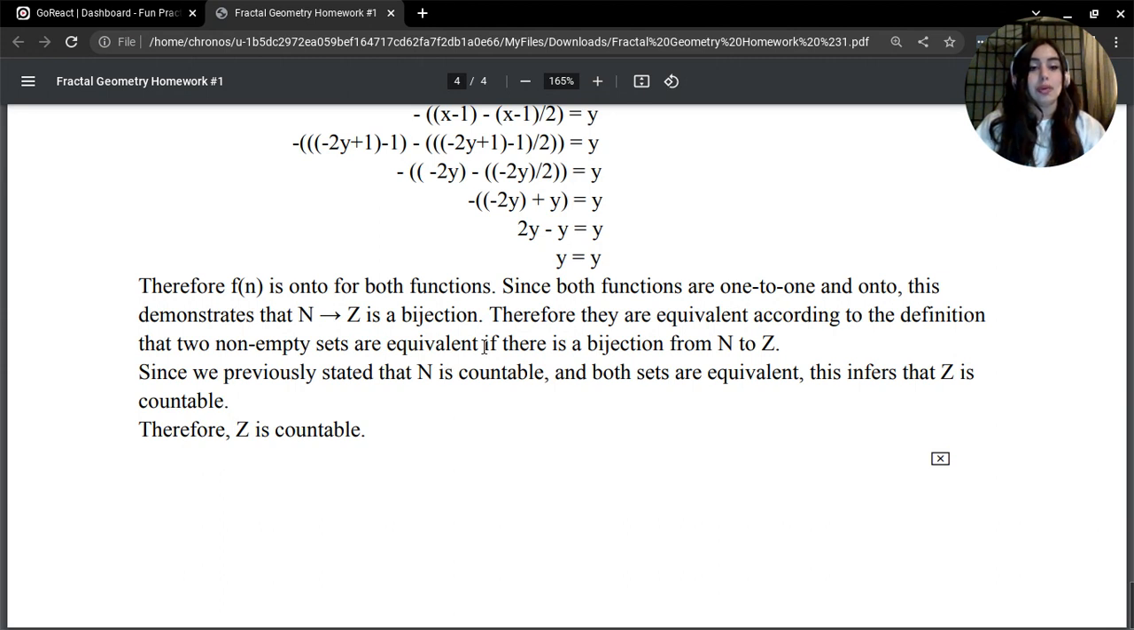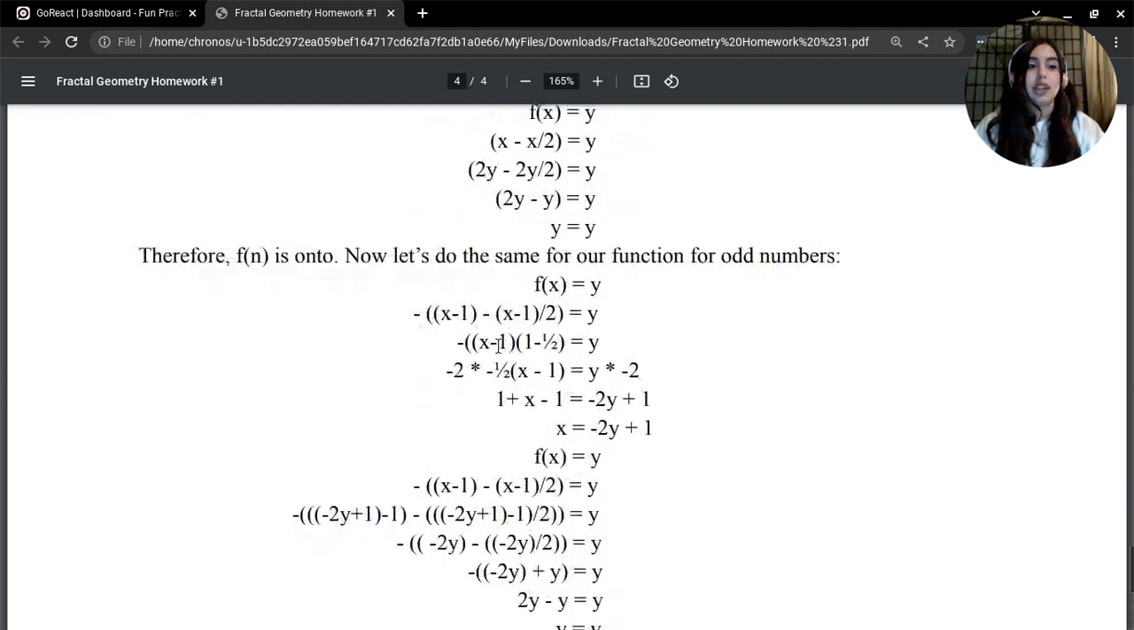And since both functions are one-to-one and onto, this demonstrates that our N to Z is a bijection. Therefore, they're equivalent according to the definition that states that two non-empty sets are equivalent if there is a bijection from N to Z. And since we previously stated at the beginning that N is countable and both sets are equivalent, this infers that Z is countable. Therefore, Z is countable. And that is the end of my proof.